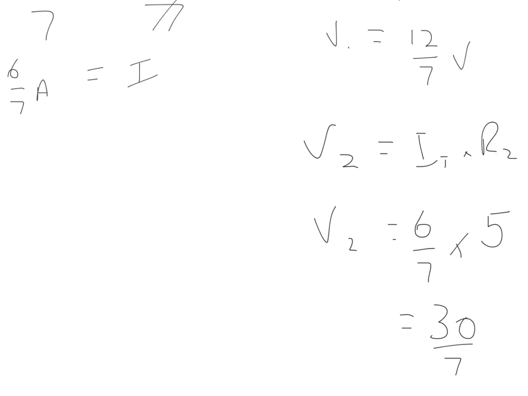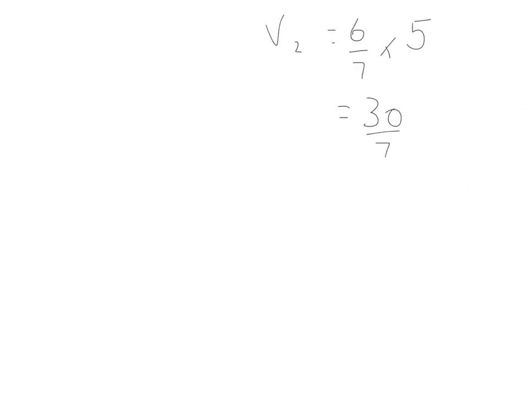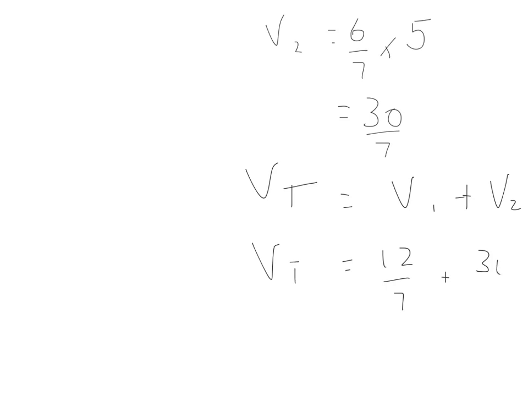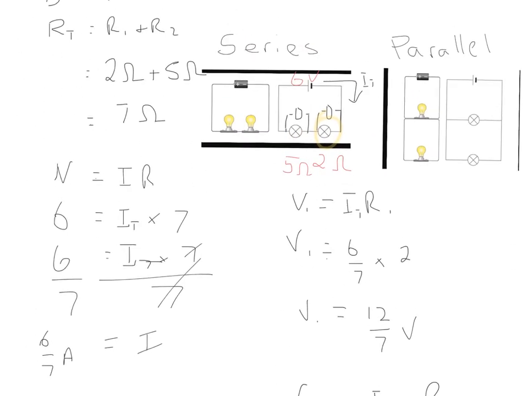I'm going to guess that if you added 30 over 7 and 12 over 7, you would get 6 volts. But let's not leave that to chance. VT equals V1 plus V2 in a series circuit, as we know. Okay, we're going to check. VT equals V1, which is 12 over 7, plus our V2, which is 30 over 7. That's going to give us 42 over 7, which is going to give us 6 volts, which is the voltage we had initially. So we've just found all the components we need in that circuit there.